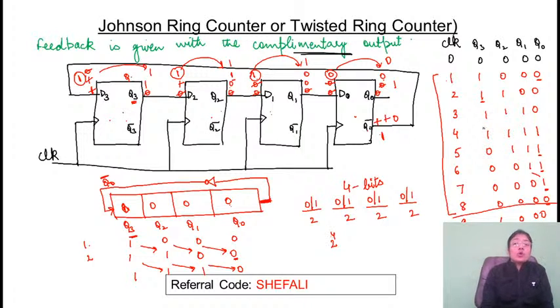But used कितनी हो रही है? 8. So used states are 8 here. Total states are 2 raised to power 4 because with 4 flip-flops total states will be 2 raised to power 4.